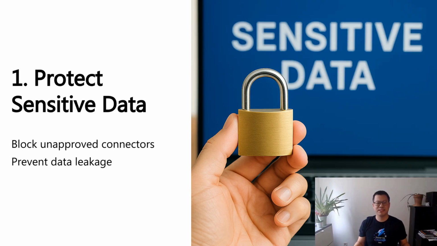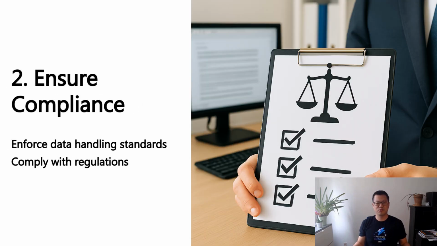You might wonder, why does IT lock down certain actions? Well, here are the top reasons. 1. Protect sensitive data. Organizations handle customer records and financial information. Governance policies like data loss prevention, DLP, block unapproved connectors, for example, public social media APIs, from touching your critical data.